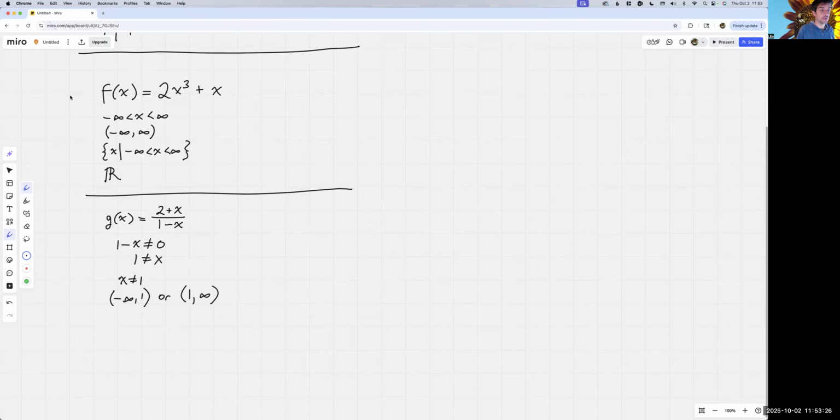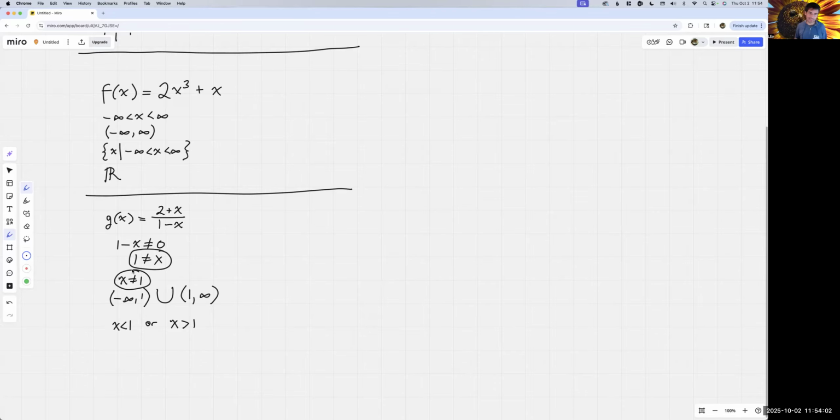Another way to write that, or, we have this symbol for union, and you can think of it as just saying or: negative infinity to 1 or 1 to infinity. You can also write this as an inequality or in set builder notation, right? But you can see why, when there's just one value we want to exclude, we might just write x is not equal to 1, because it takes a lot of work to write all this.